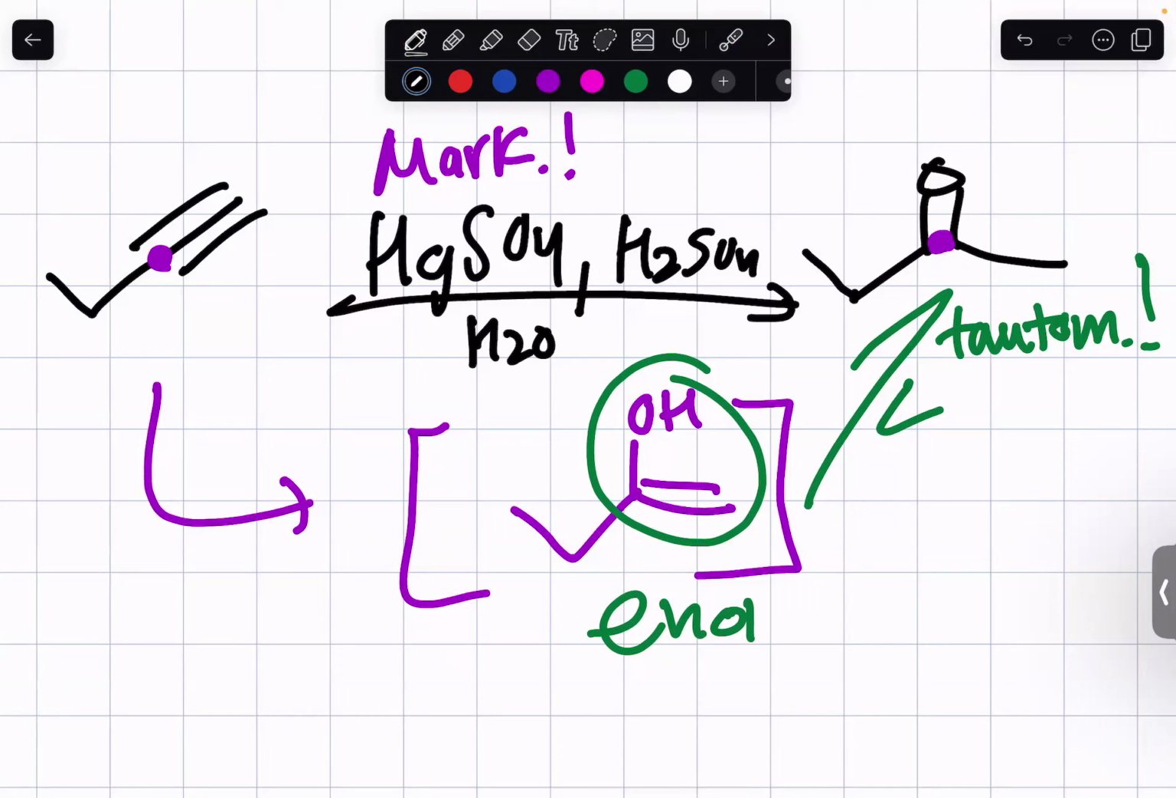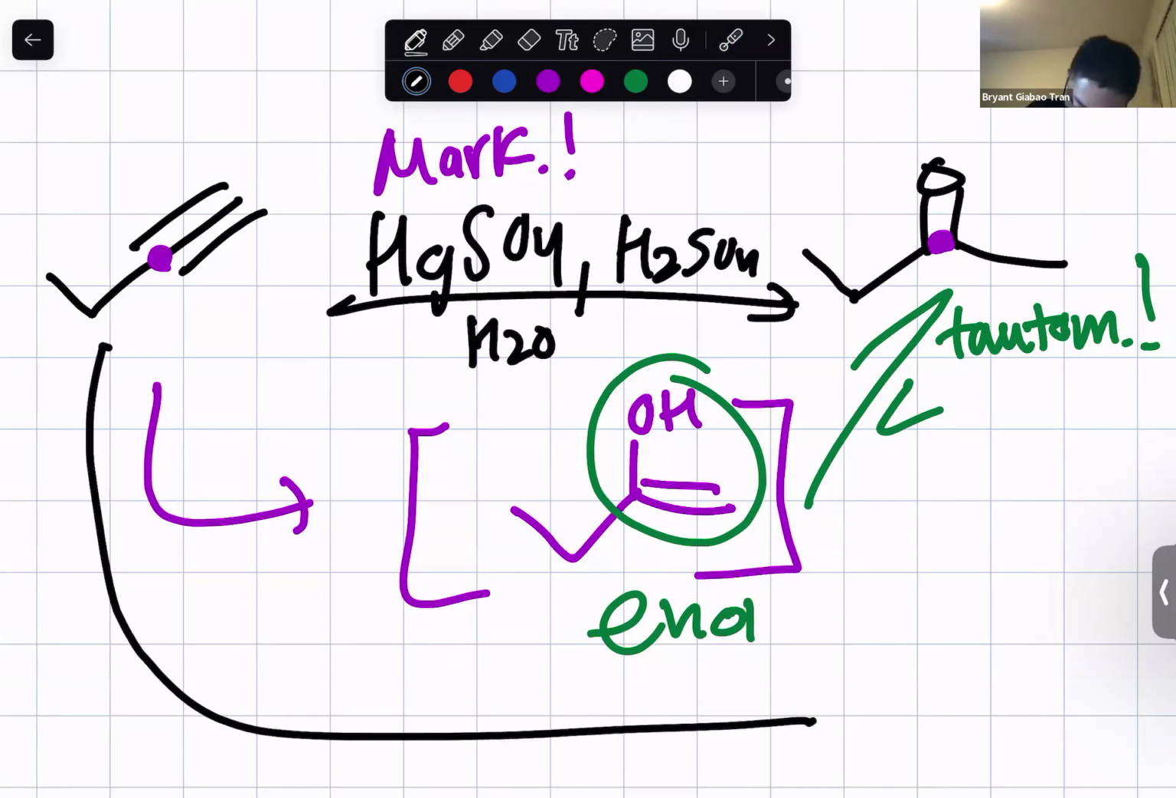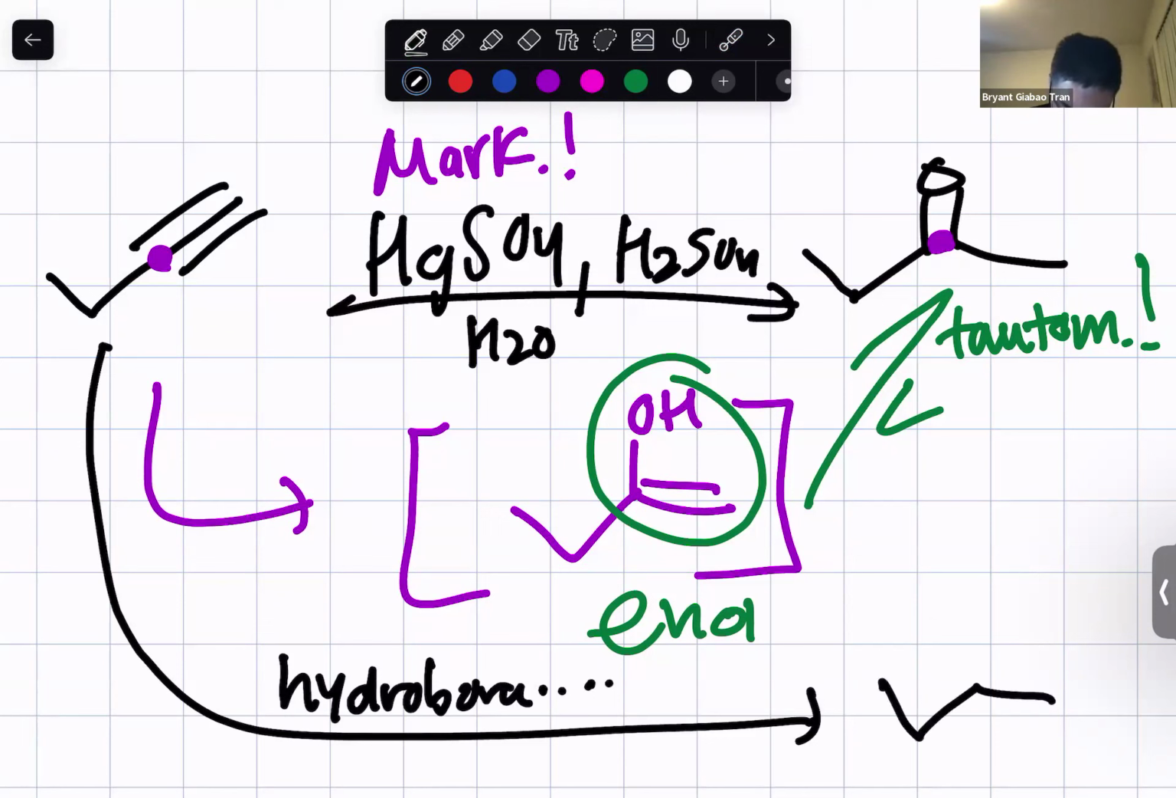Yeah, that's hydroboration-oxidation on a terminal alkyne. If you have a terminal alkyne and react this with hydroboration-oxidation, then you would react at the less substituted position, and you would get the aldehyde here after tautomerization.